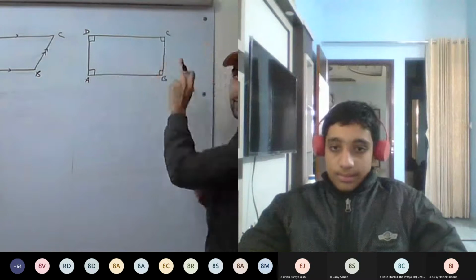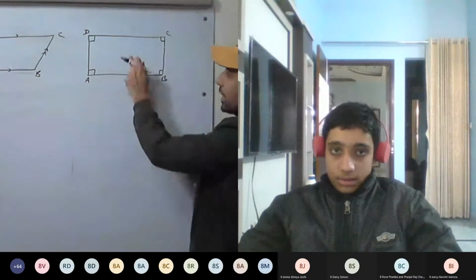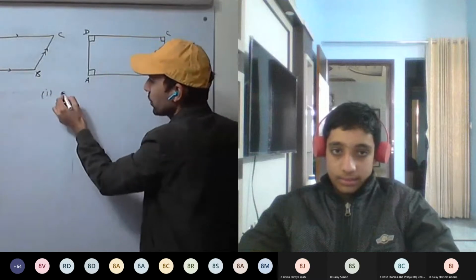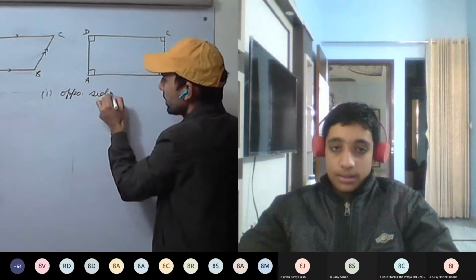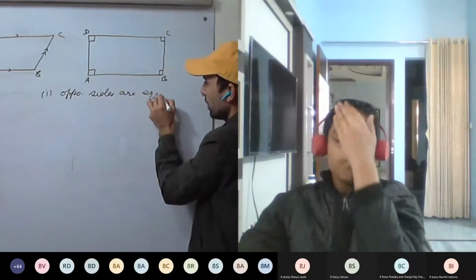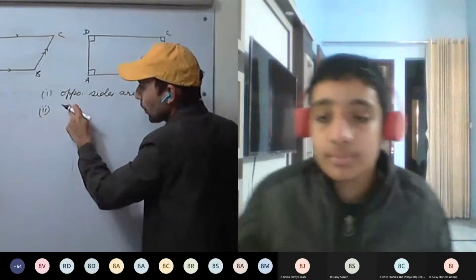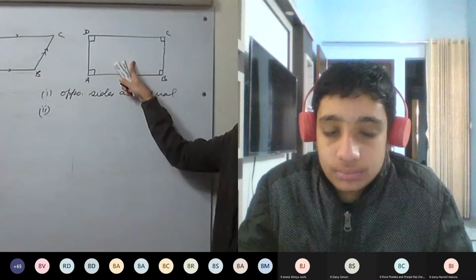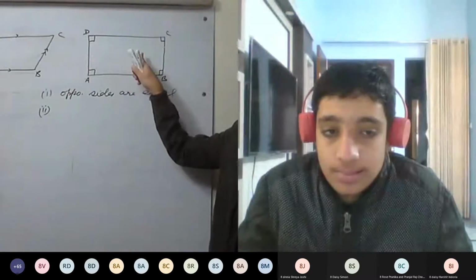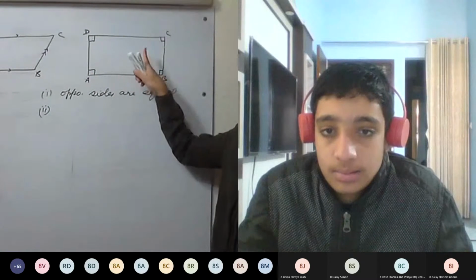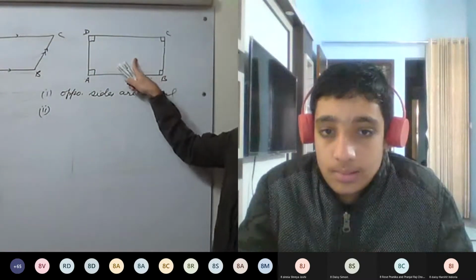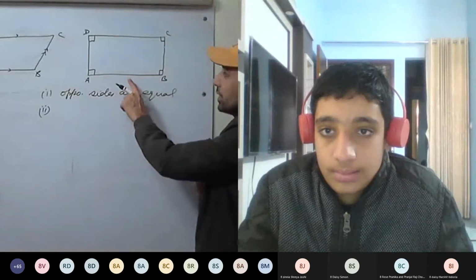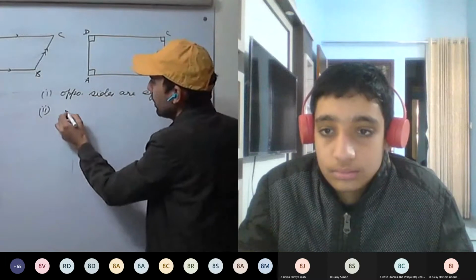Opposite sides are equal. First property, pair of opposite sides equal. All the properties of a parallelogram will be followed by a rectangle. Is this clear? Because a rectangle is also a parallelogram. So all the properties of a parallelogram will be followed by a rectangle. Opposite sides are equal.